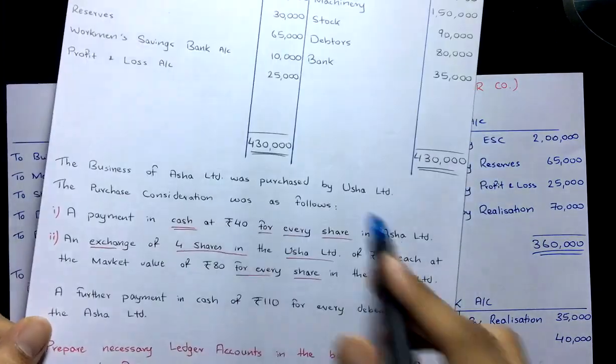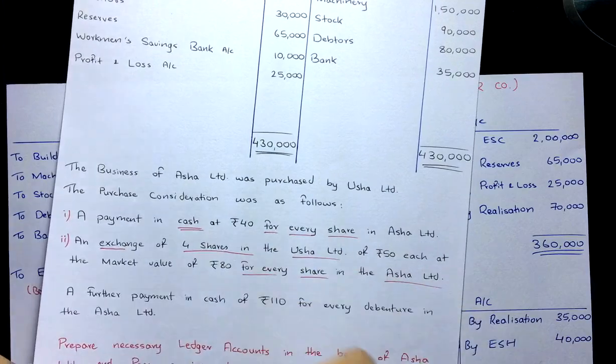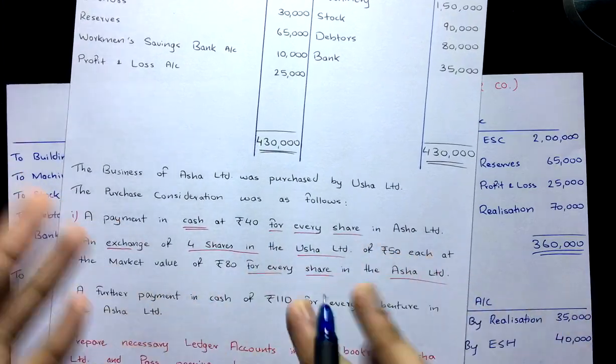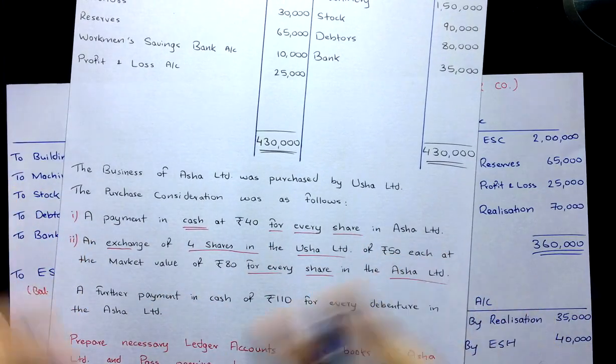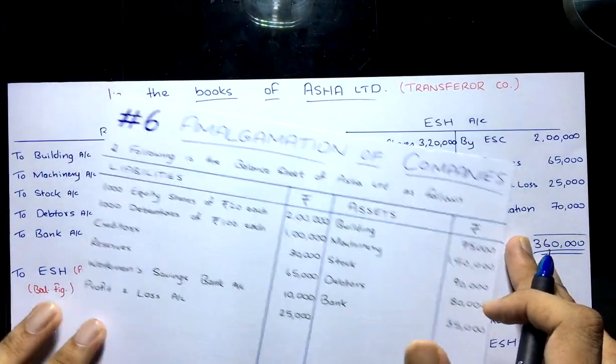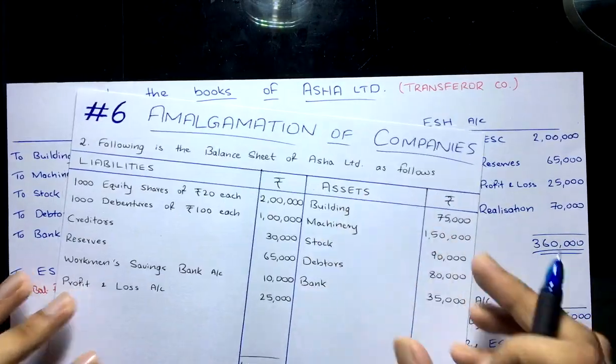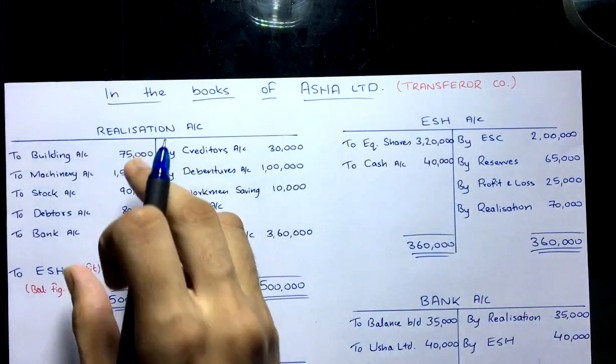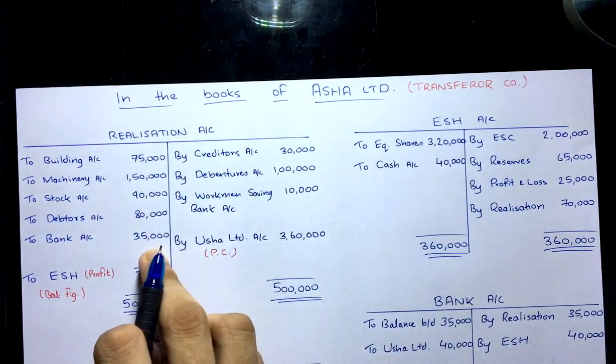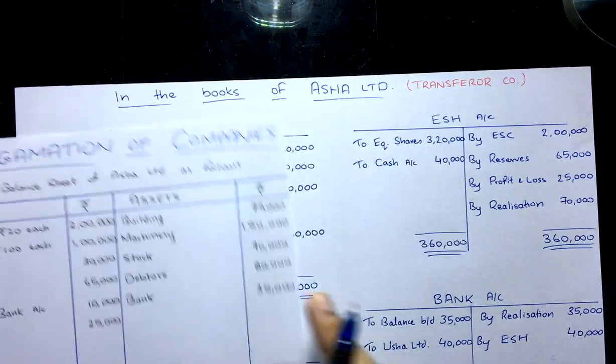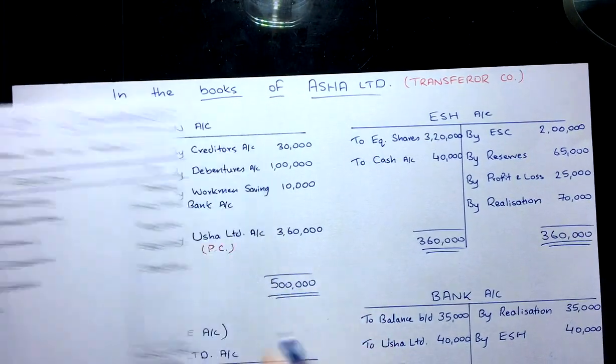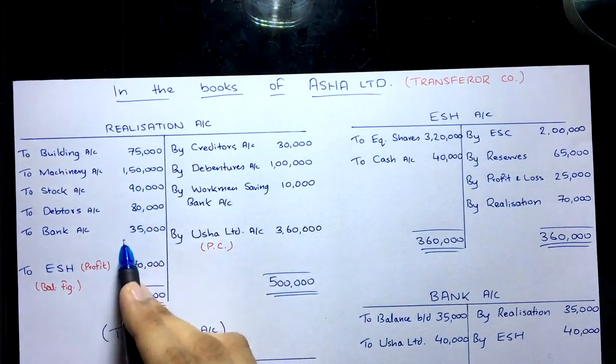In this question, the question is silent. It doesn't say what is taken over or not taken over. So we are assuming everything is taken over. We have to take all the assets from here, pick them up and dump them in the realization account at their book values. See here, 75, 150, 90, 80, 35, same, 75, 150, 90, 80, 35.